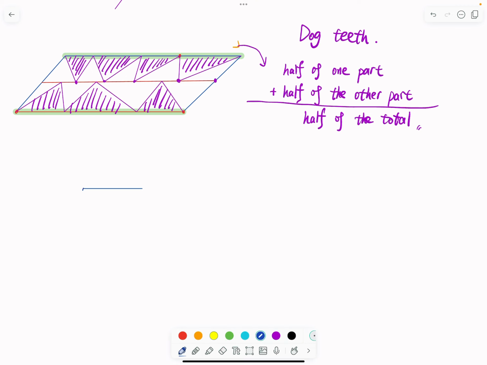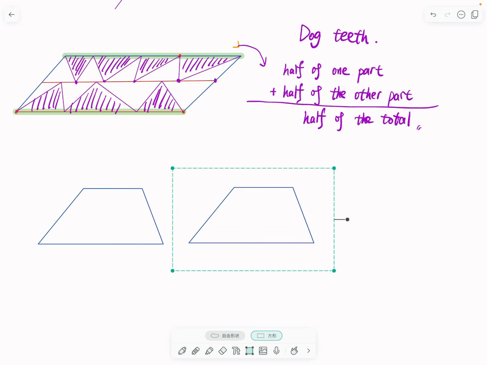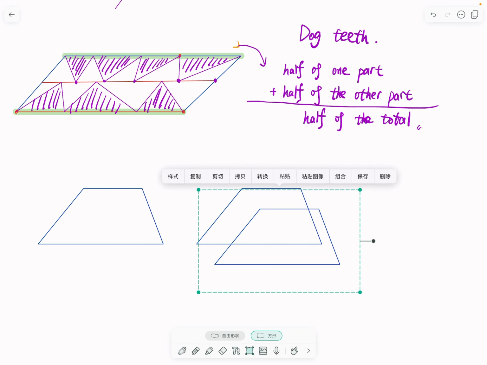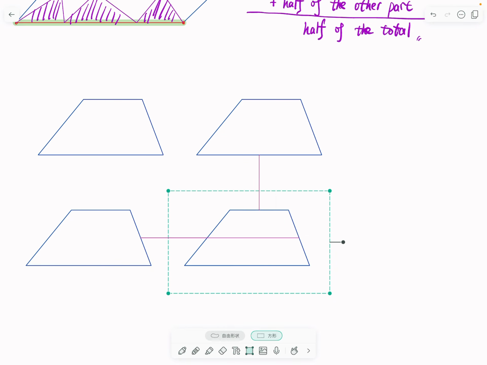So here is a trapezium. I just leave the question with you, and if you are interested, can you try to prove why the diagram I draw is a kind of half model? Okay, so this is a trapezium. Let me copy something here. I will show you some basic half models.